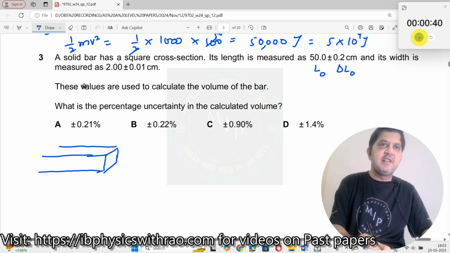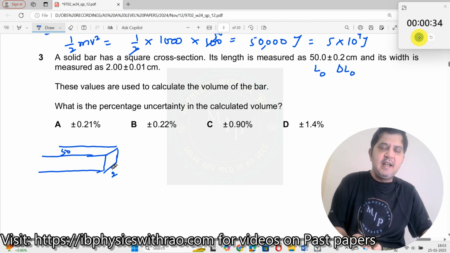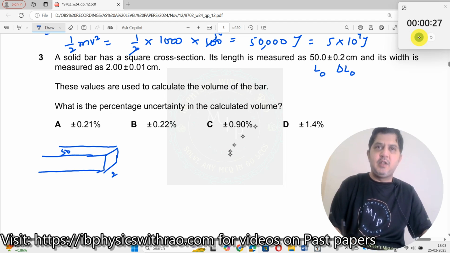And its width is measured as 2 into 2 plus or minus 0.01, which means what? This is 2 centimeter, this is 50 centimeter, and there is an uncertainty given. These values are used to calculate the volume of the bar. What is the percentage uncertainty in the calculated volume? So now, volume, how do you measure here? This is nothing but length multiplied by area.